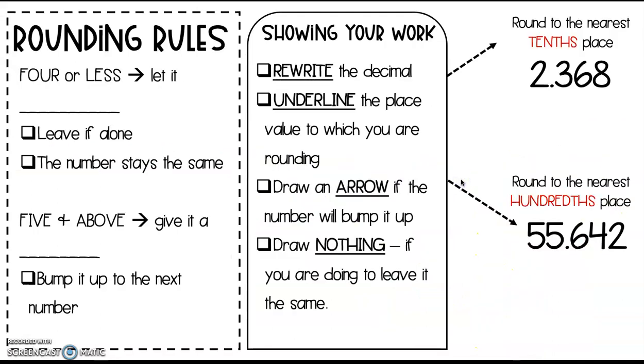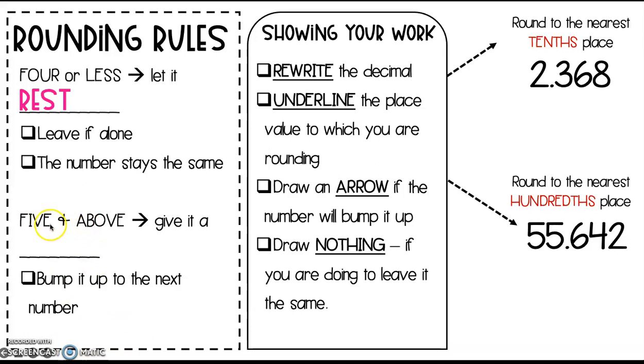Okay, so now let's talk about our rounding rules. If it's 4 or less, we're going to let it rest. That means we're going to leave it alone. That number stays exactly the same. So if it's 4, 3, 2, 1, 0, if it's 4 or less, we're going to leave it alone, let it rest. We're not going to do anything to it. It's going to stay exactly the same.